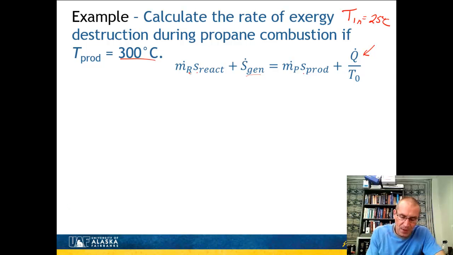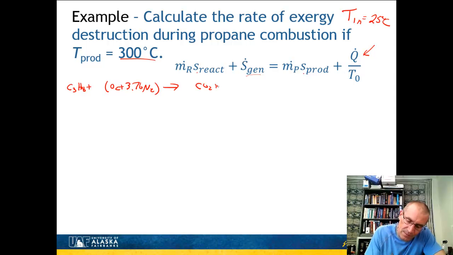So what we need to do is first find the entropy of all my reactants. I've got propane coming in. Let's write our balanced equation. I have C3H8 plus O2 plus 3.76 N2. It's my air. I'm going to balance this equation here in a second. Complete combustion is CO2, water, and nitrogen.